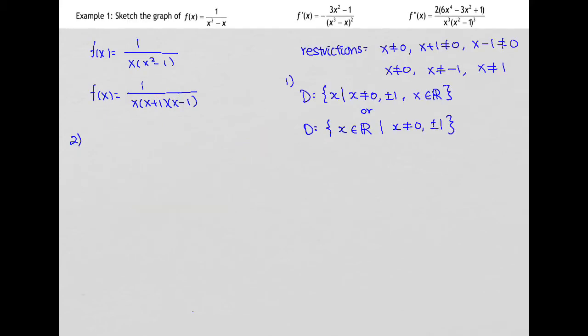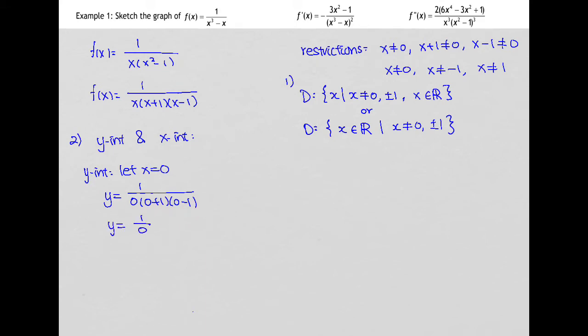After we found our domain, which is the first piece of information, we're going to move on to the second, which is the x and y intercepts. So, for the y-intercept, you let x equal 0 and substitute back into the function, and you are going to get 0 times 0 plus 1 times 0 minus 1 in the denominator. And as we know, 0 times anything will become 0. And so you're going to end up with 1 divided by 0, which is undefined. So we say this answer is invalid. Therefore, you don't have any y-intercept.